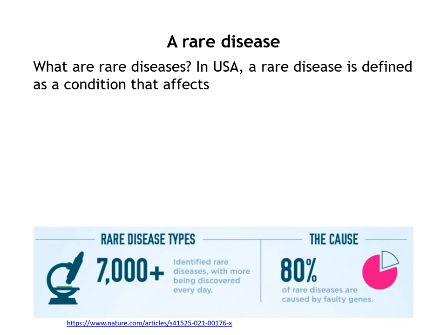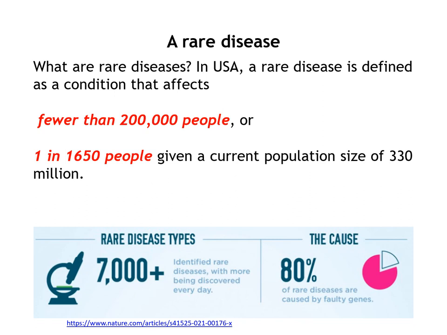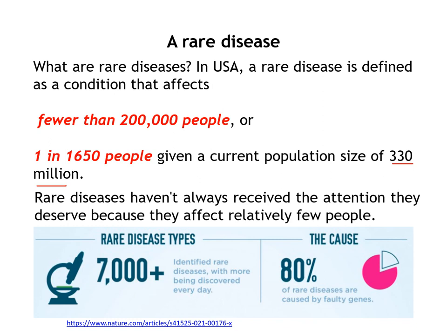In the US, a rare disease is defined as a condition that affects fewer than 200,000 people, or one in 1,650 people. Based on the population of the world, this would be around 330 million people. So again, there are a lot of people suffering from these rare diseases, but it's difficult to pay attention to them because they don't occur frequently in the population. If you remember, I told you there were more than 100, maybe 200 types of cancers; for rare diseases, there are more than 7,000.